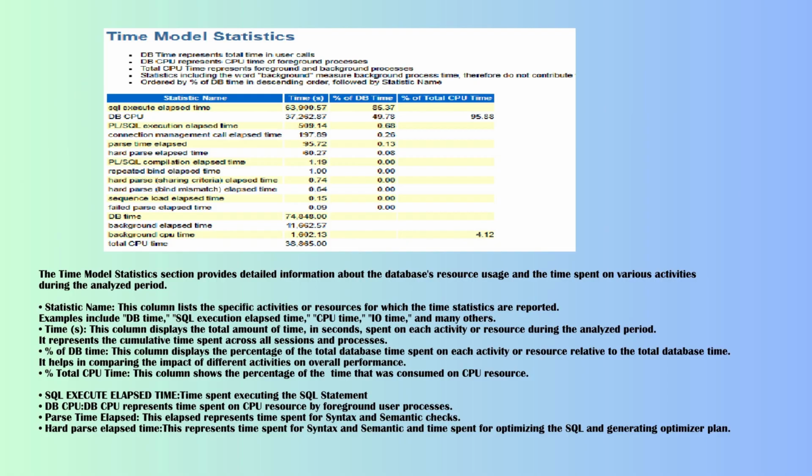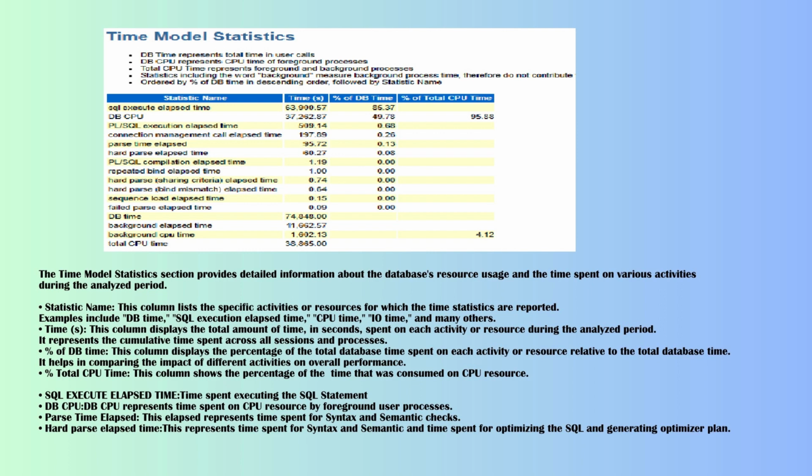The time model statistics section provides detailed information about the database's resource usage and the time spent on various activities during the analyzed period. This section provides a summary of components where the database is spending its time. The table contains system resource consumption metrics, which can be ordered by time, S, and % of DB time. One has to look for the statistic taking maximum % of DB time and compare it with baseline for any abnormal behavior. If SQL time > DB CPU time, then the system needs to be diagnosed for I/O issues.